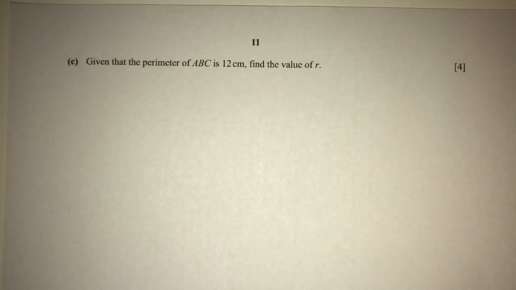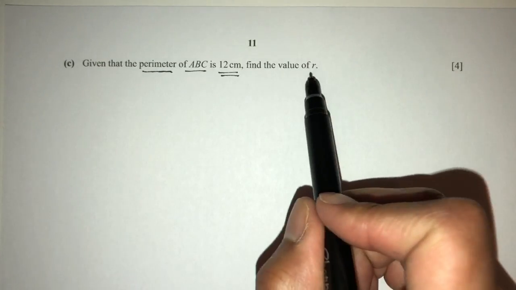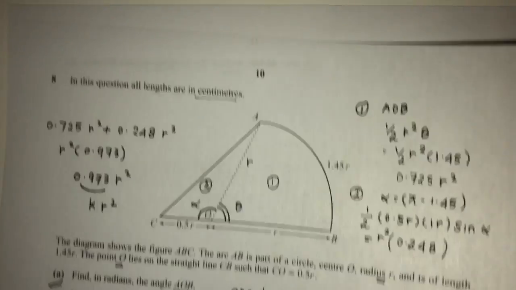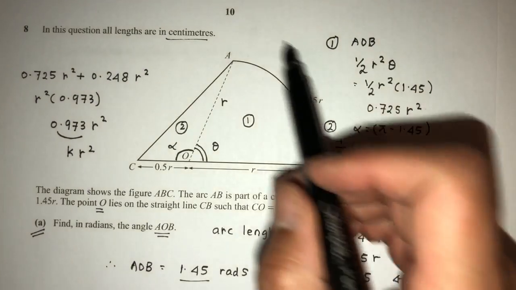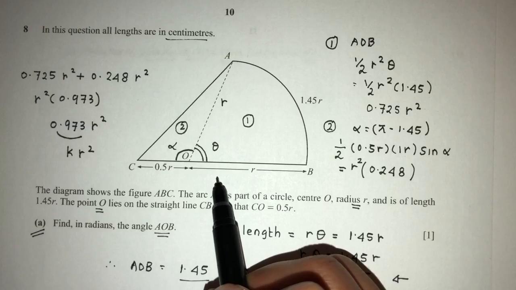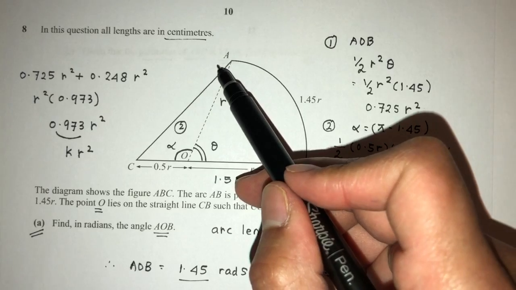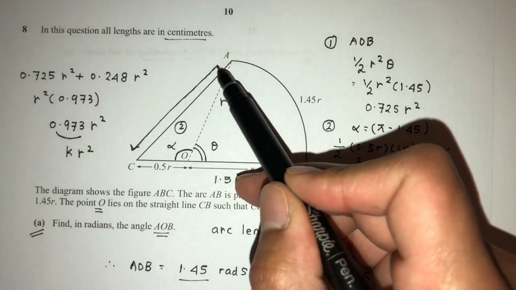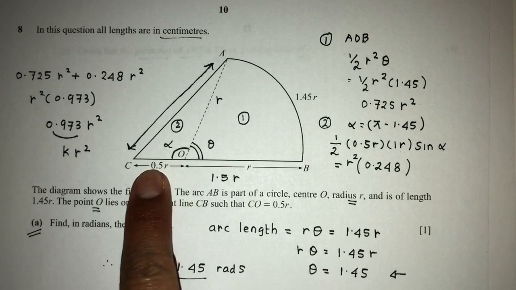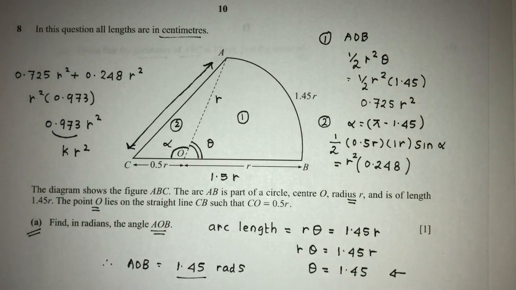Now let's move on to part C of the question. Given that the perimeter of ABC is 12, find the value of R. So let's do that. First off, how would you find the perimeter? It is the distance around the shape ABC. CB is 1.5 R, AB is this one, so we have to find AC. We don't know AC yet. So how would you find the length of AC? If you observe, we know this side, we know this side, and we know the angle in between. We can find this by using the cosine rule.